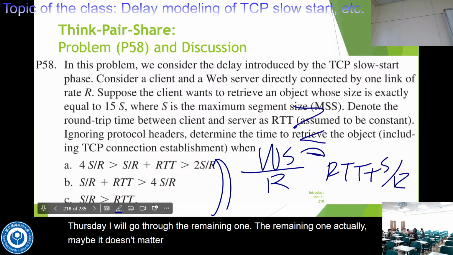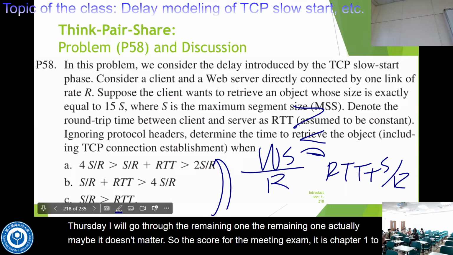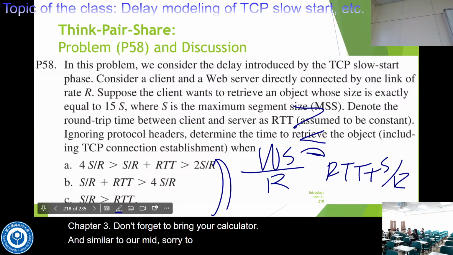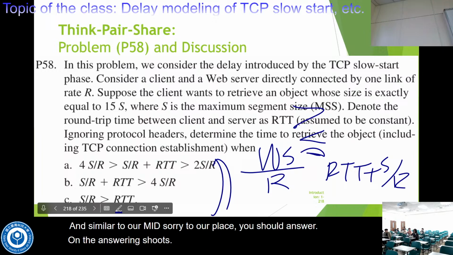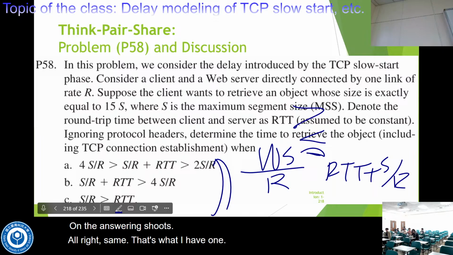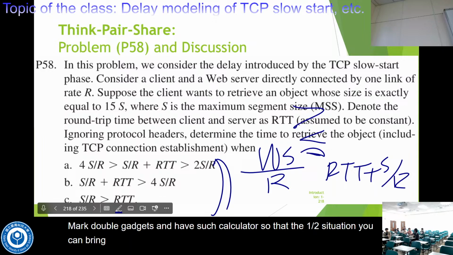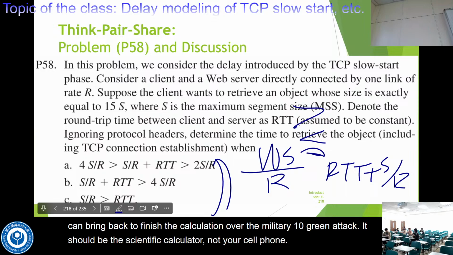The scope of the midterm exam is chapter 1 to chapter 3. Don't forget to bring your calculator. Similar to our quiz, you should answer on the answering sheets. Don't forget to bring those calculators, so that we won't have a situation where you bring them back later to finish the calculation. For the midterm exam, bring the calculator, but it should be a scientific calculator, not your cell phone for the calculation.